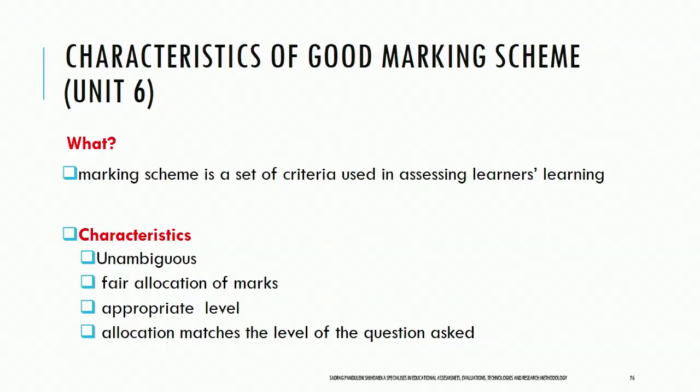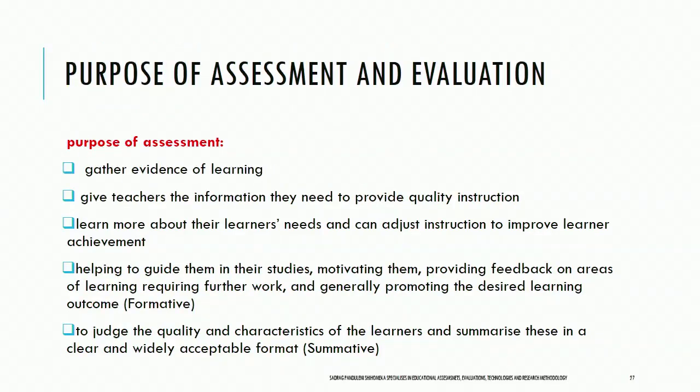Characteristics of a good marking scheme. It is there in Unit 6, and a marking scheme is a set of criteria that you are using in assessing learners' learning. Make sure that your marking scheme is not vague or ambiguous. There is a fair allocation of marks to questions. It is at appropriate level. Allocation matches the level of the questions asked.